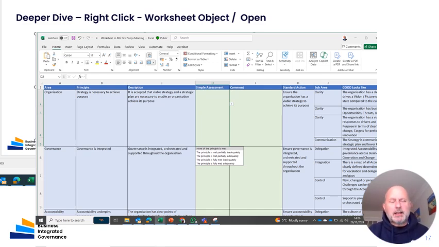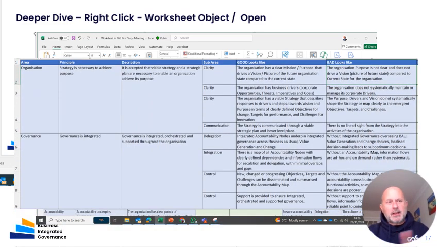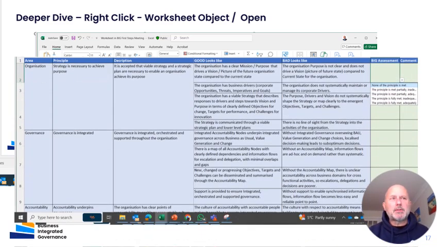Now that might be very high level and almost impossible. So in fact, if you scroll along to the right a little bit, you'll start to see some good looks like, bad looks like questions. And there's a column there for the sub area that you might have seen within the canvases. So there are questions around clarity, communication, delegation, and so on and so forth. And you'll be able to answer the questions against the good looks like statement. So the organization has a clear mission and purpose that drives a vision picture of the organization's future state compared to the current state.